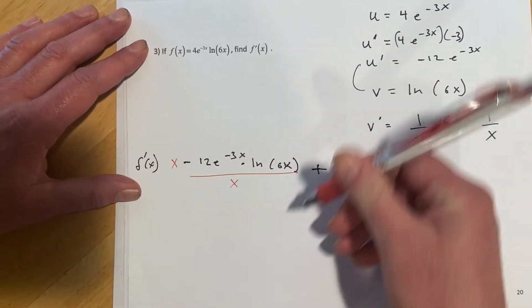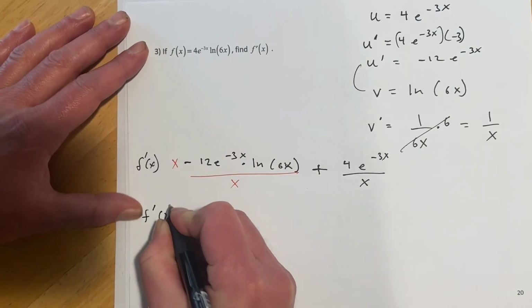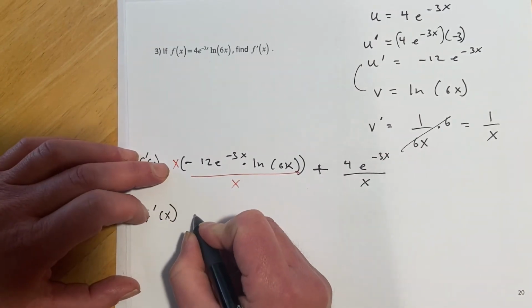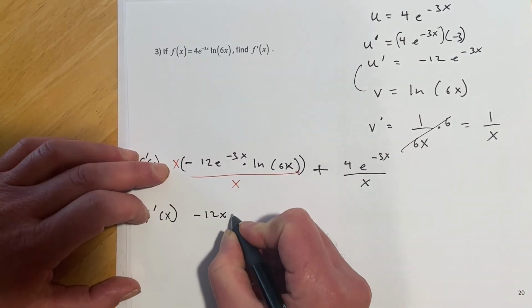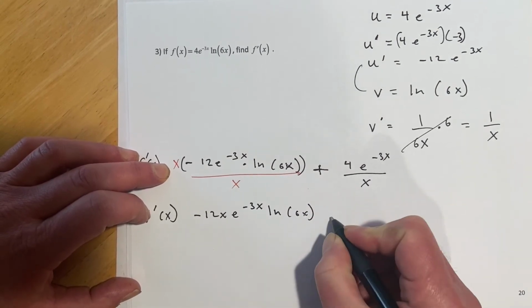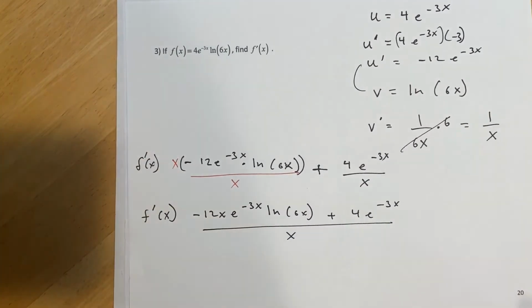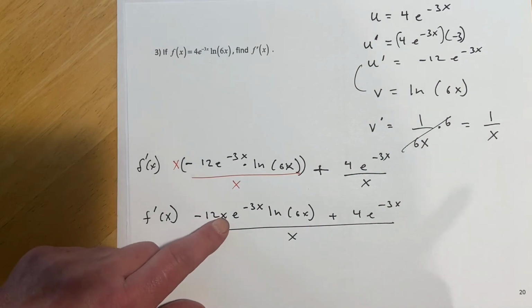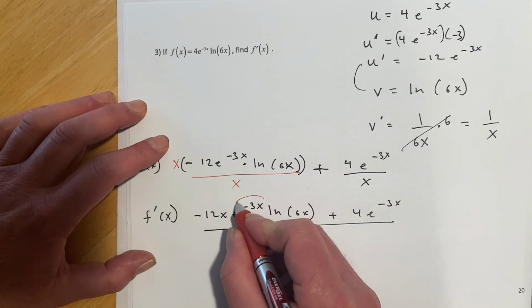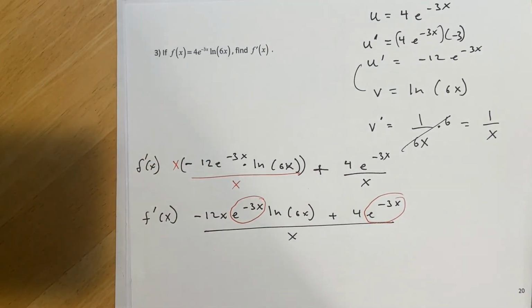So I'm just multiplying it by 1. But what that lets me do is write it this way. So this will be negative 12x e to the negative 3x ln 6x plus 4e to the negative 3x. And then all of that is now over x because of that common denominator by slipping that x there. And so then what they did was they took this e to the negative 3x, the exponential part. So just like in the last problem, that's going to be our common factor.